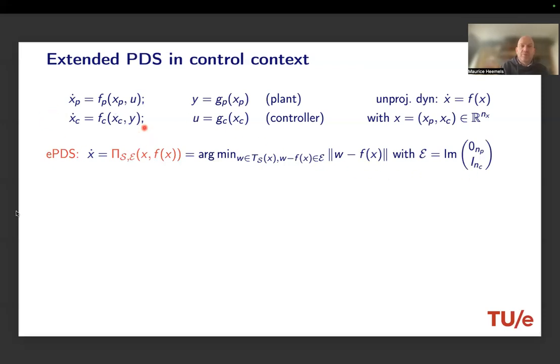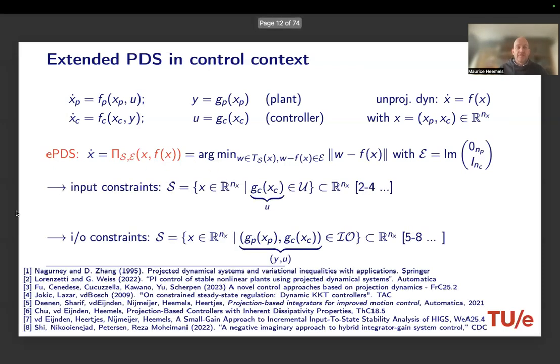So we can only apply projection here to make sure that the plant states, or the combined plant-controller state X, lies in a certain set S. That's still up for us to define. And in fact, if you look at the literature, you see all sorts of variations.